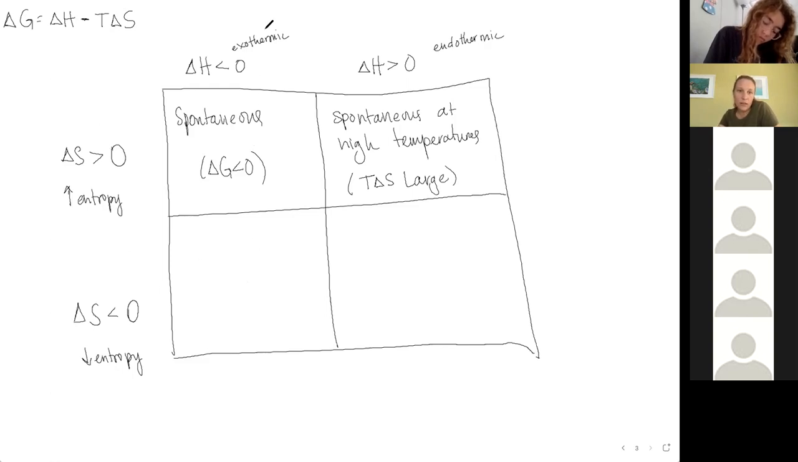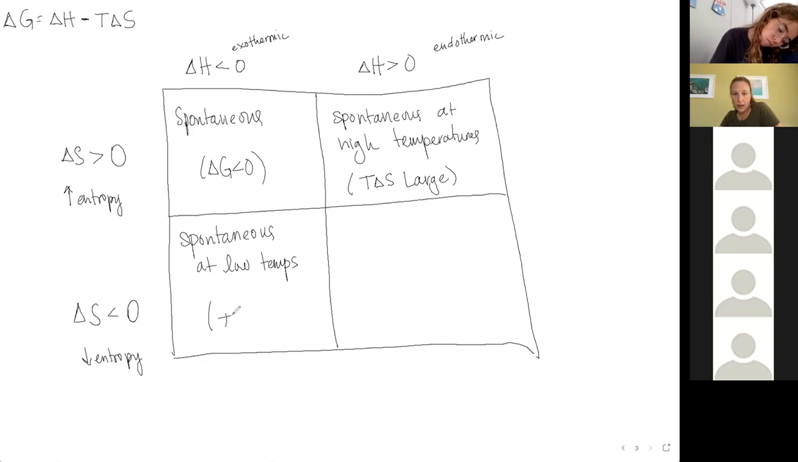So what about this one? If we're exothermic, but we have decreasing entropy, will we be spontaneous, non-spontaneous, or spontaneous in a certain condition? Yeah, great. So this one will be spontaneous at a low temperature for the exact same reasoning, just the opposite. Spontaneous at low temps. So when our T delta S is small. I'll mirror what I said here. So T delta S is large, T delta S is small.